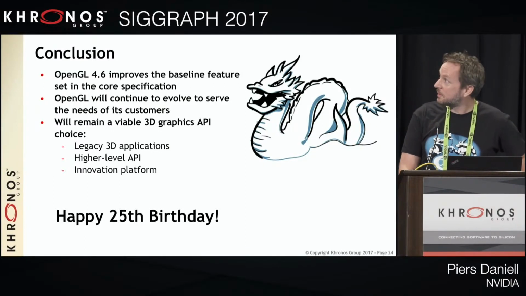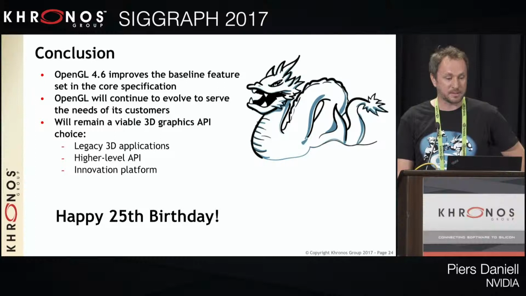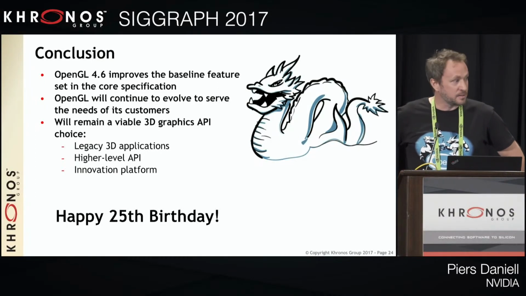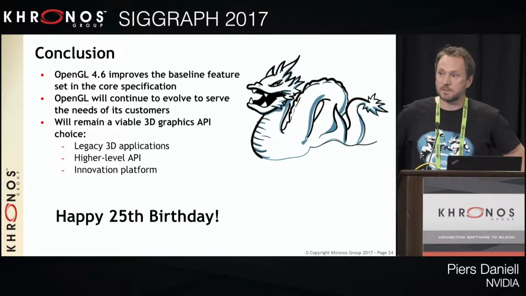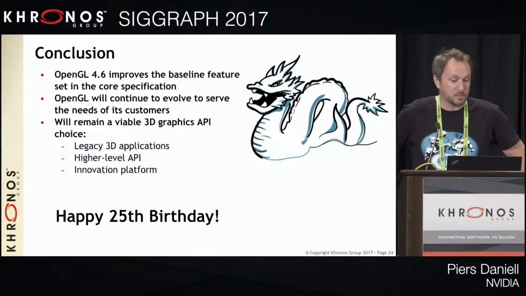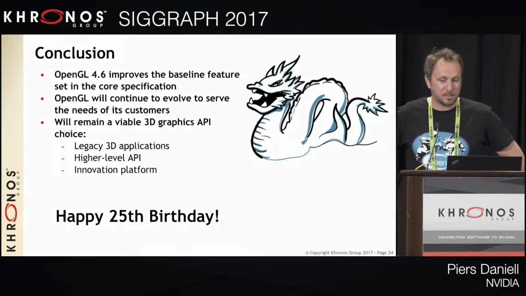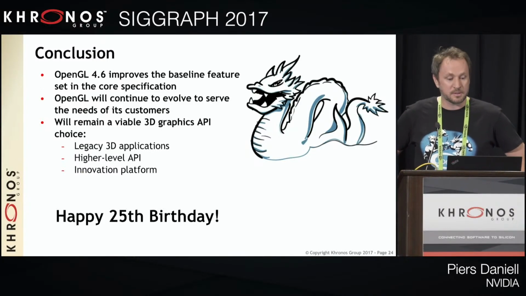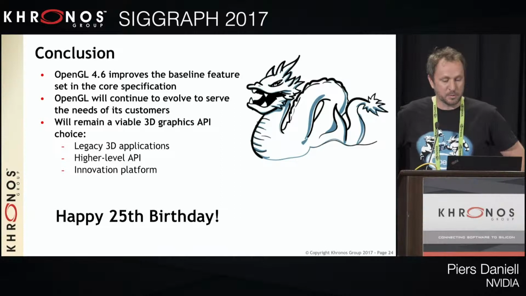So in conclusion, OpenGL 4.6 improves the baseline feature set of the core specification. And we will continue to evolve and serve the needs of its customers. That is my job, and I will continue to try and do that. And I want OpenGL to remain a viable choice in the 3D graphics API landscape. It's going to continue to support legacy applications. There's a lot of them out there. There's a lot of businesses that rely on it. And it's important that OpenGL continues to serve those customers. And it's a high-level API for better and worse. And it's a place for people to play and innovate. So happy birthday. Happy 25th birthday, OpenGL.